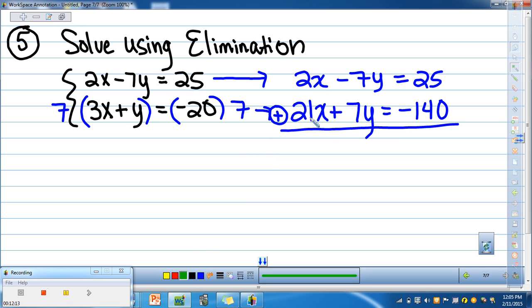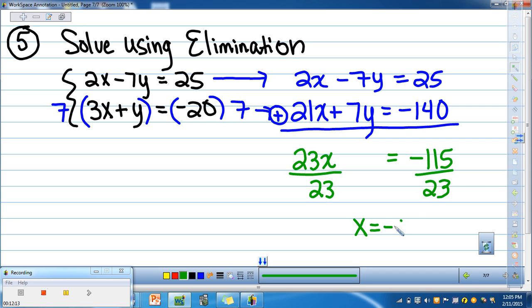So if we add together the x terms, we get 23x. Negative 7y plus y is 0, so that's going to cancel out. And negative 140 plus 25 gives us negative 115. Divide both sides by 23, and we get x equals negative 5.